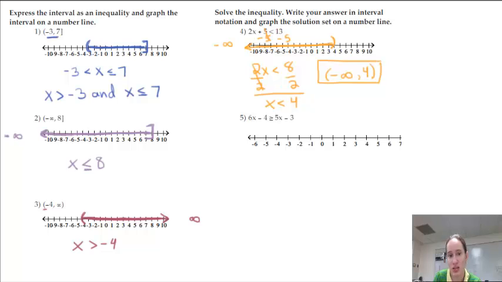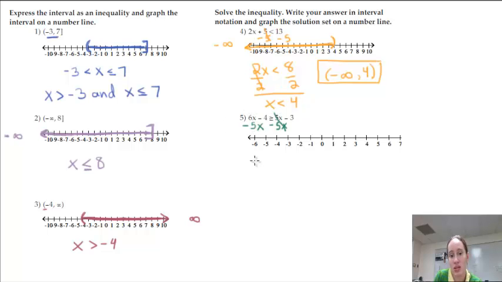Number 5, same directions. We need to pick a different color. Here's one. Okay, we need to get our x's on one side, our numbers on the other. So I'm going to move my x over to the left side, and in general with inequalities, I feel like it makes it easier if you always move the x to the left, even if that would make it a negative on the left side.